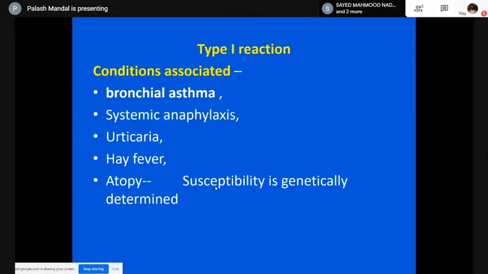So atopy, this susceptibility, is genetically determined. This particular thing you have to understand. Some persons who are not genetically predisposed may also show some reactions, but the persons who are genetically susceptible to these particular antigens will show this exaggerated response. Fine.